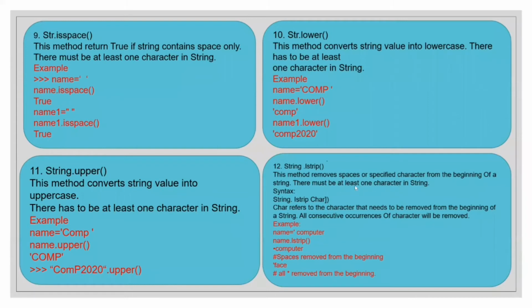There's just a condition that there must be at least one character in the string, meaning the string shouldn't be empty. The syntax is string dot lstrip, and then you write the character in the brackets. Char refers to the character that needs to be removed from the beginning of a string. So if I write name is equal to computer, and I don't write anything between the brackets and directly write name dot lstrip, it's going to remove the spaces.